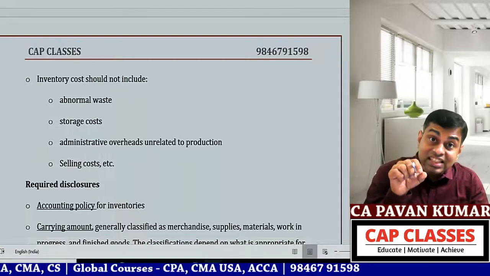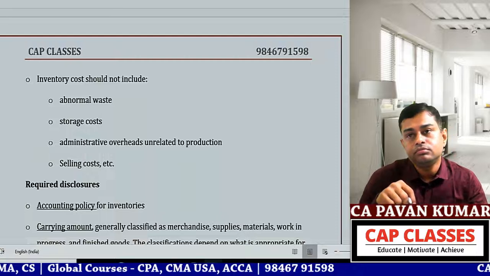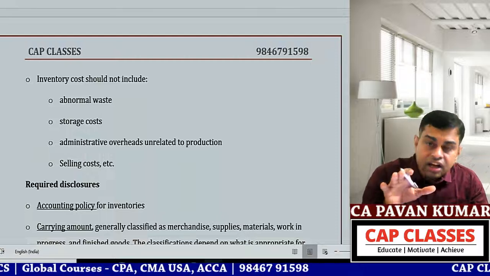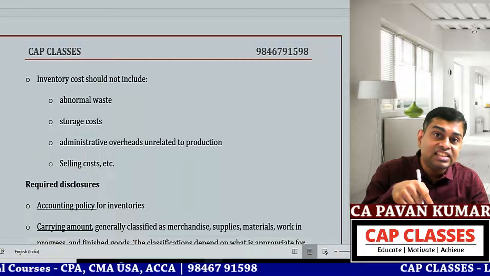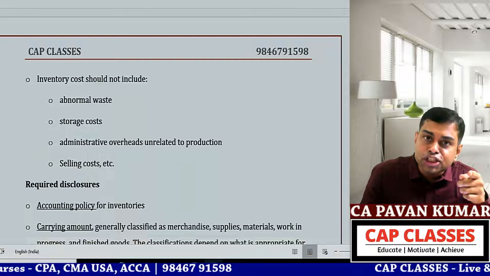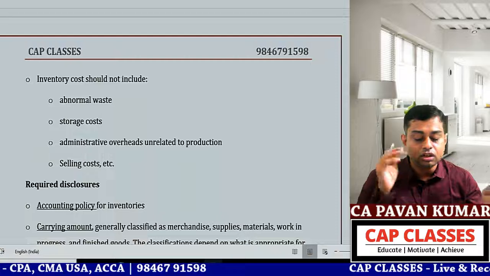In some cases, they have. Then they have to mention. Selling cost, never include it in the cost of inventory. For calculation of NRV, you will consider this. But for calculation of cost, you will never consider this. That's all.